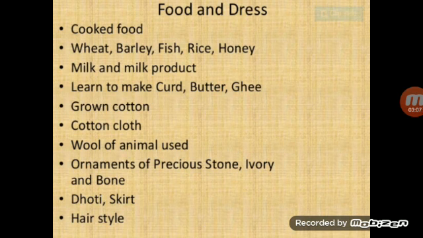Food and dress. The art of spinning and weaving developed. Clothes made of skins of animals and bark of trees were replaced by cotton and woolen clothes. They learned to make curd, butter, and ghee.